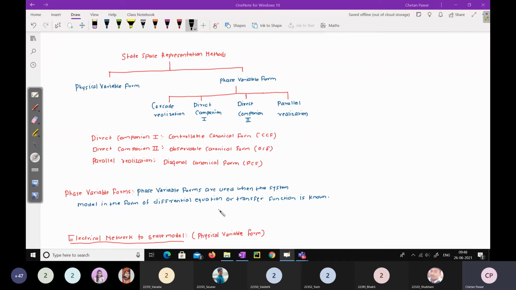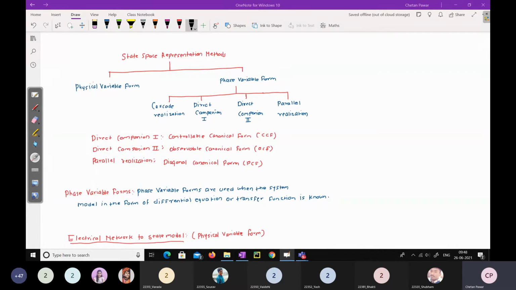And if you want to represent that particular system in a state space, you can use a phase variable form. And you can use a physical variable form when you have a circuit with you. For example, if you talk about an RLC circuit, you can use a physical variable form, and when you have a differential equation or the transfer function of the system, you can use a phase variable form to represent the system in a state space. So let us see the physical variable form first.